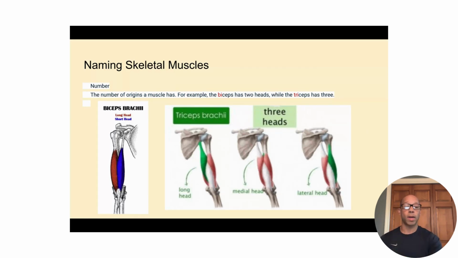So bi and tri, and you may see quad. So quadriceps, right in front of your legs there, has four heads to it.